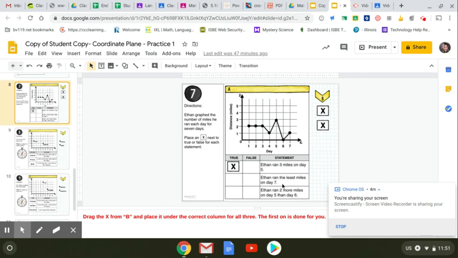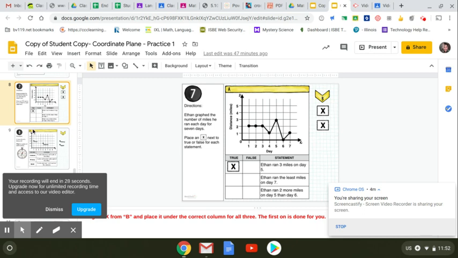Ethan ran the least miles on day 7. Did he run the least on day 7? You have to tell me, is that true or false? And then Ethan ran 2 more miles on day 5 and 6. Gotta tell me if that's true or false.